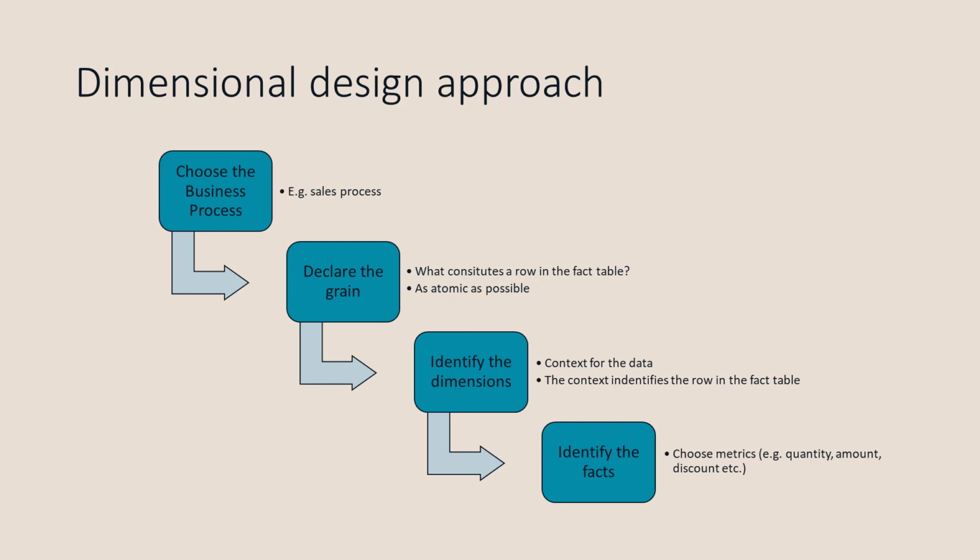It's important to choose that as atomic as possible because you can always roll up from a lower level of details, but if you do not capture it at the lowest level of detail, there's no possibility for you to drill down in the data later. Then you move on to identifying the dimensions. The dimensions is the context for the data, and it's important here to remember that the context, so the relationships to each of the dimensions, uniquely identifies a row in the fact table.